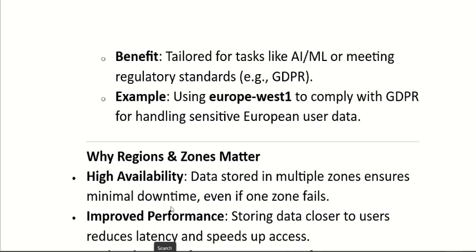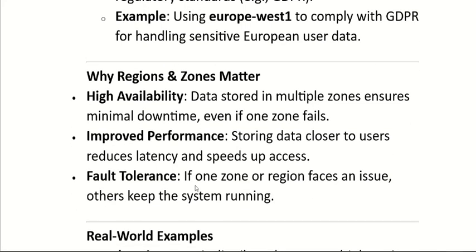By using regions and zones wisely, you can make your app faster, more reliable, and ready to handle any challenge. For instance, if you want to reduce delays for users in the US, you can store data in US West 1. Or if you're worried about system crashes, you can distribute your app across multiple zones in the same region to keep it running smoothly even if one zone goes down.